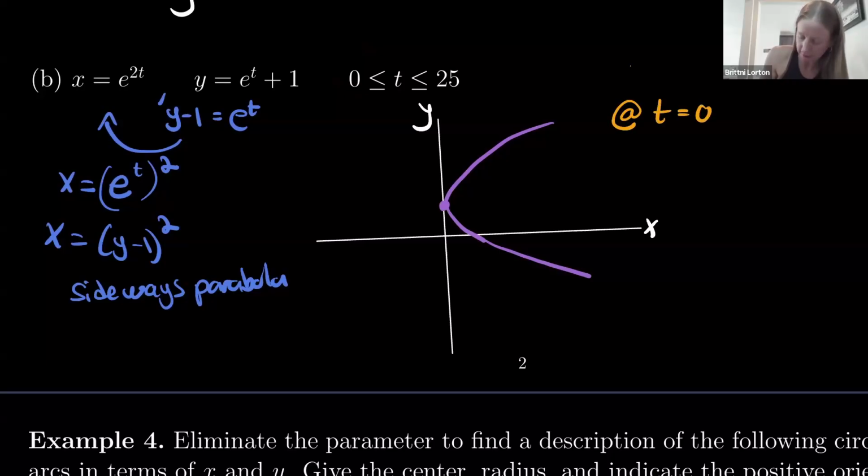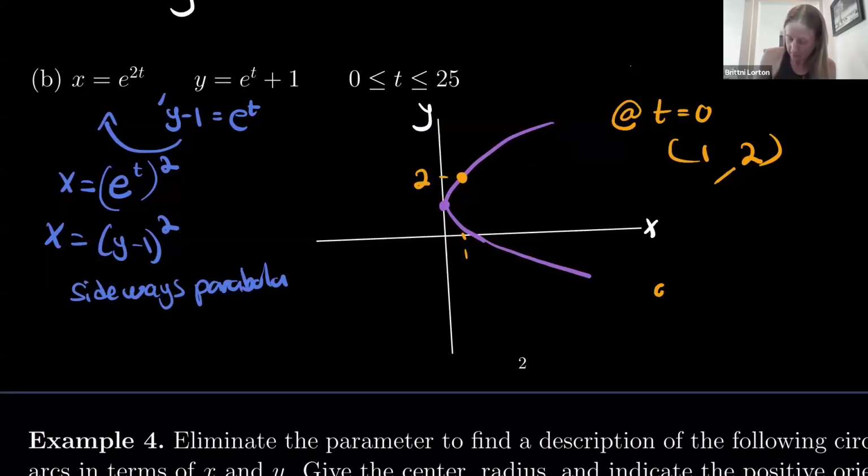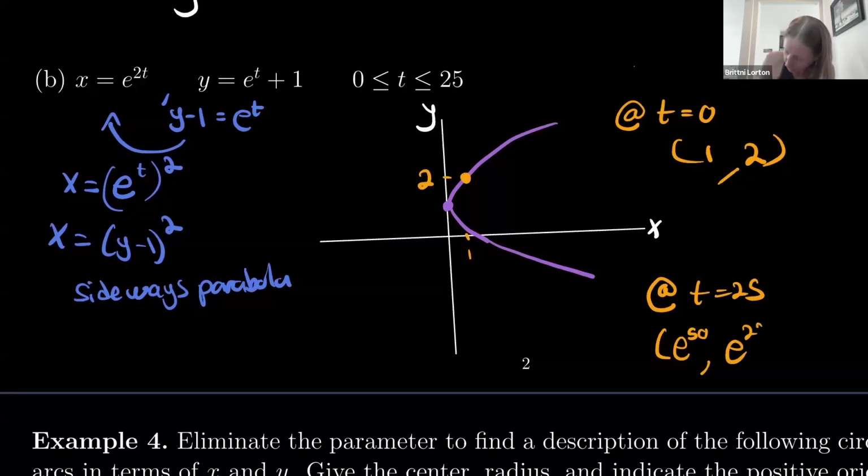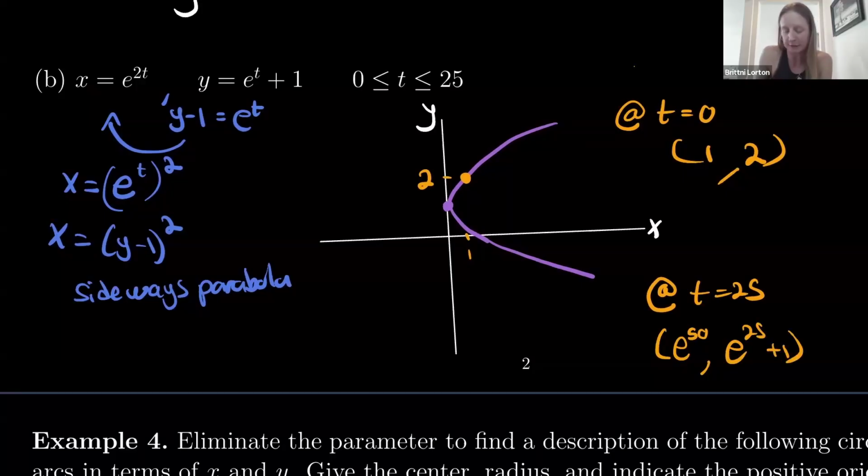So at time equals 0, my ordered pair is going to become e to the 0, which is 1, and then e to the 0 plus 1, which is 2. So 1, 2, here's my 1, here's my 2. That's the starting point. And then at the ending point, at time equals 25, I'm going to plug 25 into my x equation, and I got e to the 2 times 25, which is some really ridiculously large number, and I don't need the decimal, but it's some large number. And then e to the 25 plus 1 is going to be my y component, which is another large number that's not quite as large, but still very large.